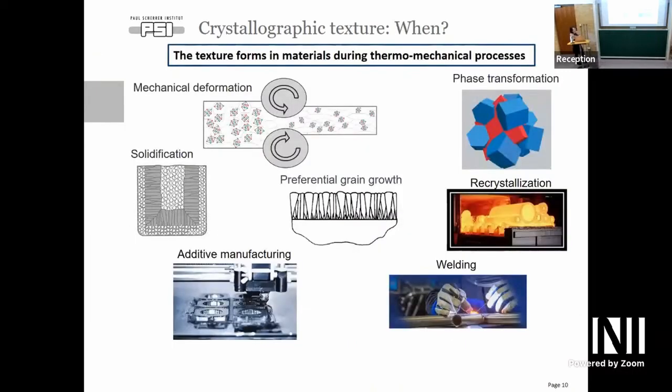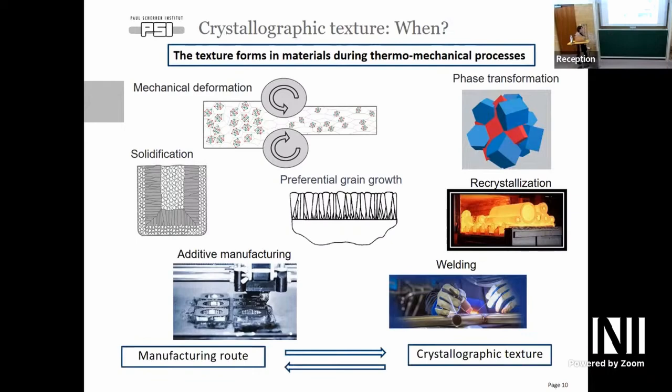Now, going to when this is formed. Texture forms in materials, in particular during thermomechanical processes, and a lot of different processes could lead to a particular texture. For example, mechanical deformation tends to align the crystals along the direction of the force. In particular, for example, for a fiber texture, the 1-1-1 component is aligned to that direction. Also phase transformation, solidification, preferential growth. So a lot of different processes could lead to a particular texture.